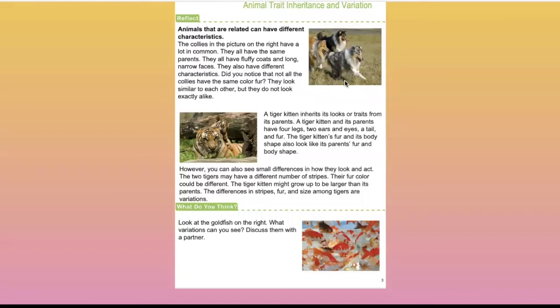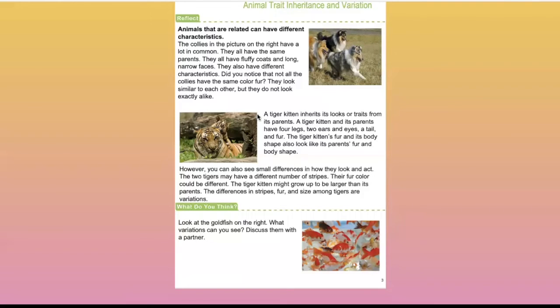Let's take a look at the collies. They have fluffy coats. Fluffy coats means just their fur right here. They have fluffy coats and long, narrow faces. But they are different in that they all have different colors. So that means they look kind of alike, but not exactly alike.